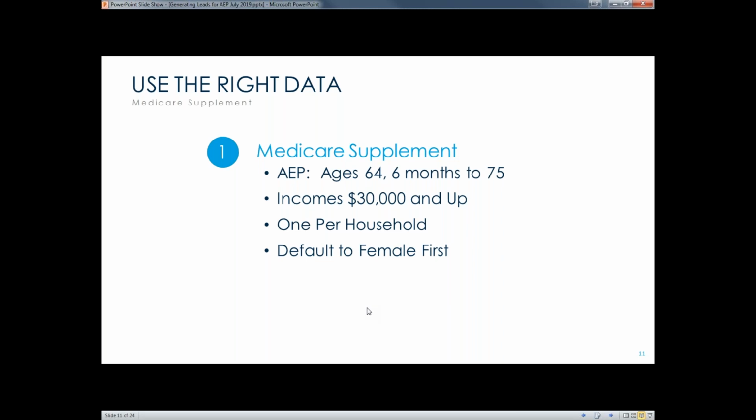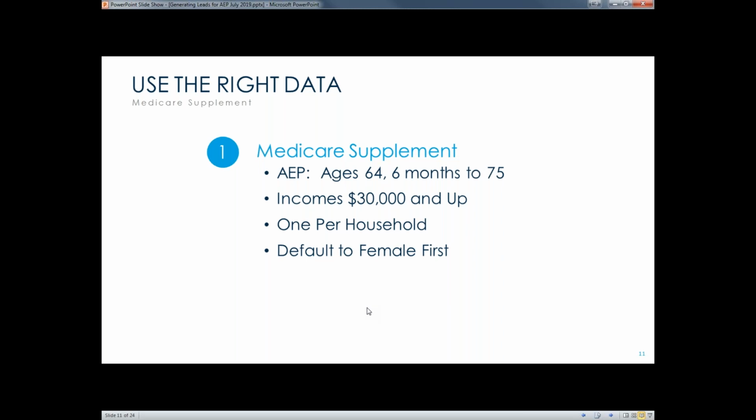We always suggest that you mail one per household, particularly during AEP, because let's face it, when you're mailing to a household, it's possible you'll have two people who qualify. Certainly there are some houses where you have a spouse who's under age 65, but for the majority, there are going to be two people who qualify in that household. There's no reason to mail to both of them because they're going to get the same thing. You're just doubling up when you don't have to.